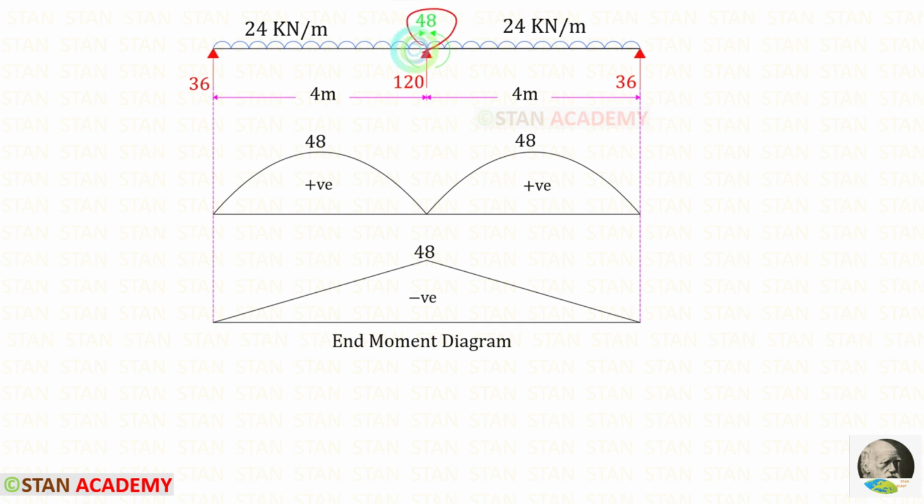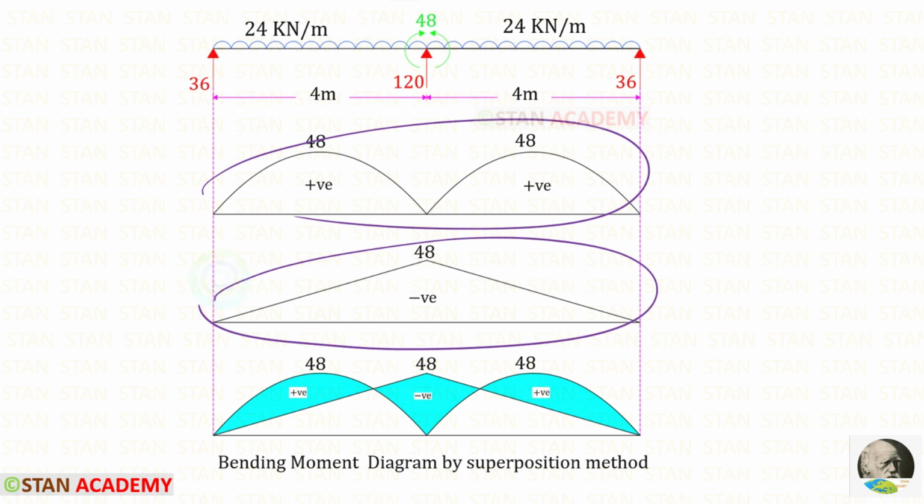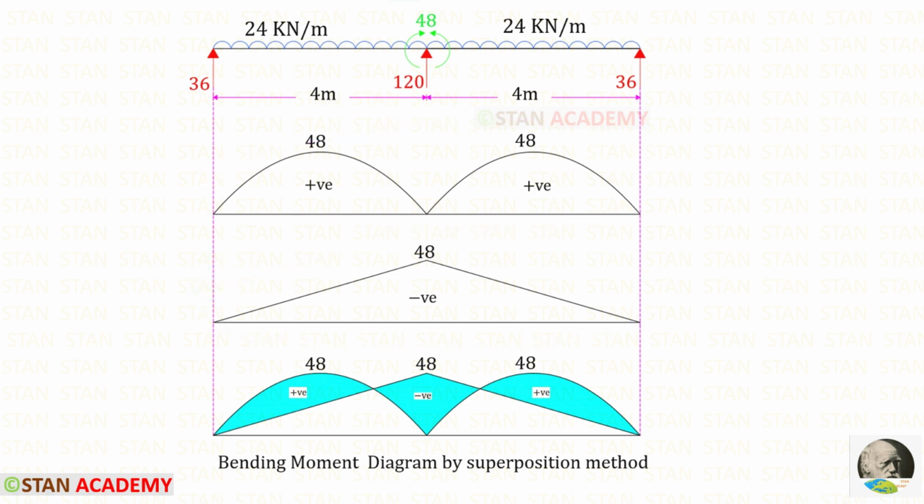Using MB, we can draw the end moment diagram. Since it is a hogging moment, it will be negative. We know that these are the simply supported ends, so at the ends, the moment will be 0. And at the point B, the moment is 48. Using that, we can draw this diagram. Now we can combine both of these two diagrams so that we will get the bending moment diagram.